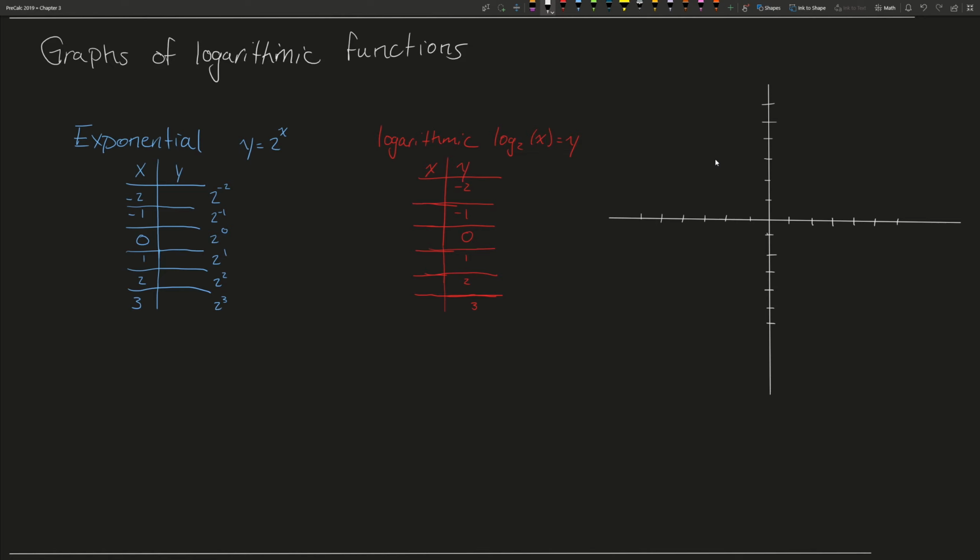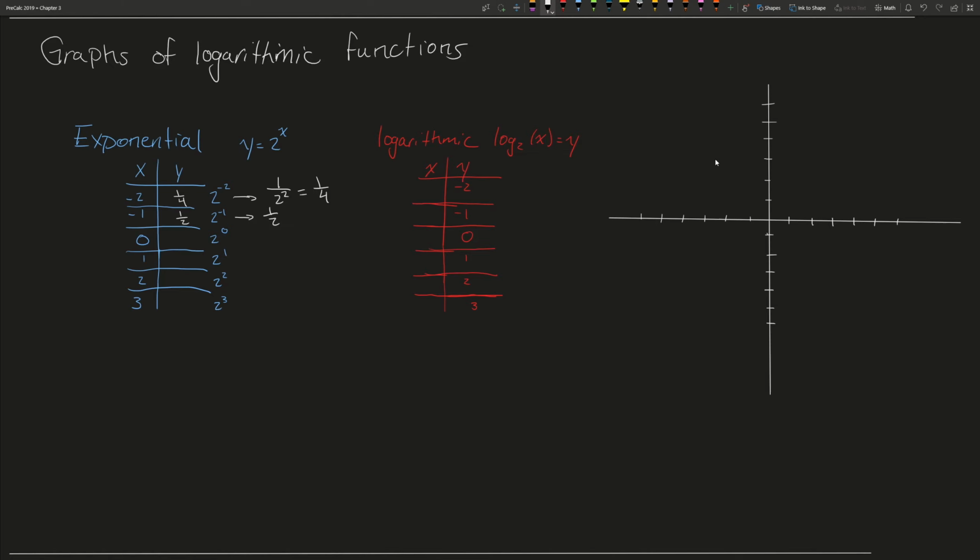So when we did that for y is equal to 2 to the power of x, when we plugged in negative 2, we get 2 to the power of negative 2, which is equal to 1 over 2 squared, which is equal to 1/4. When we plug in negative 1, we get 1 over 2.